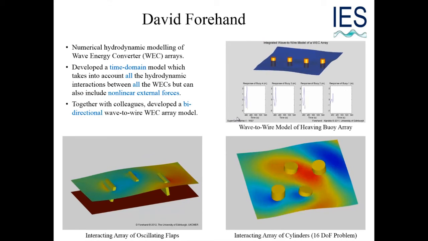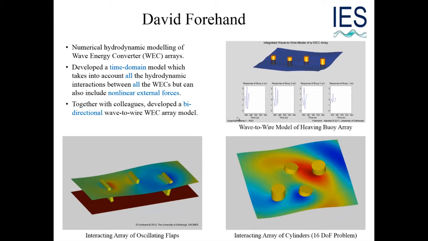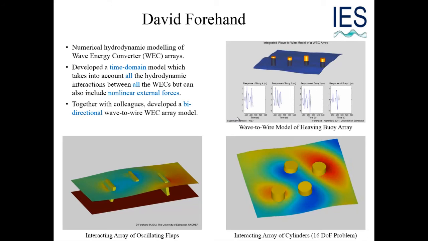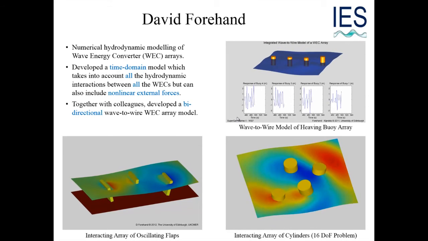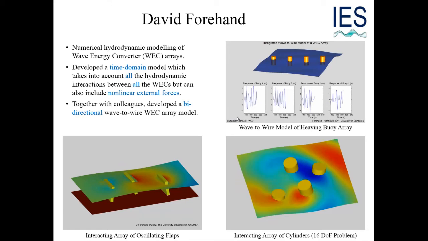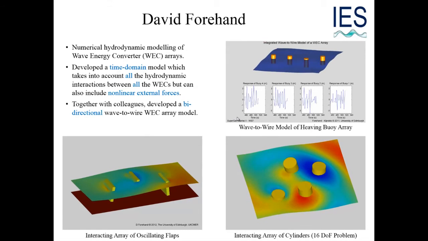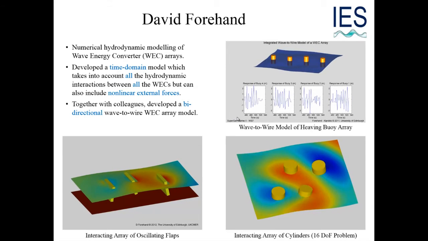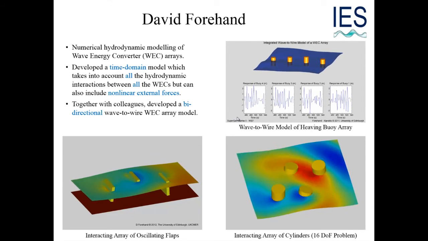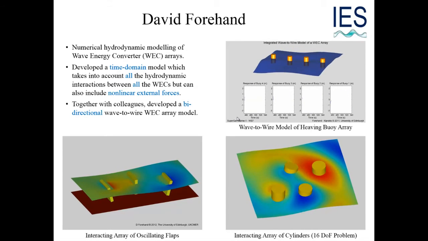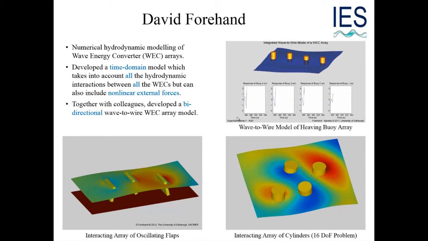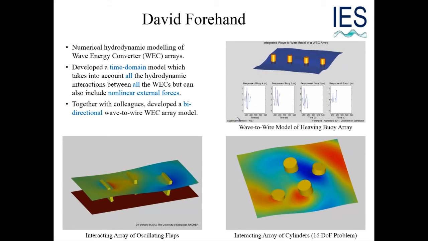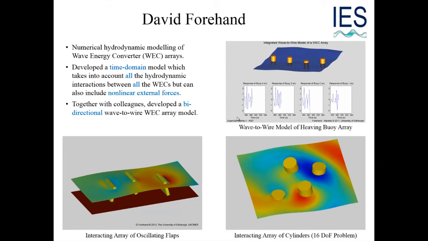So we developed under the SuperGen program a time domain array model. This takes into account when you have arrays of devices, you have the diffracted and radiated waves between devices, so it takes into account all the interactions between these devices. Here we have some flaps moving and some buoys. You might wonder what the colour map on the surface is. That is showing the disturbance to the surface caused by the motion and diffraction of the devices. Where it's red means it's above the undisturbed free surface, where it's blue it's below.